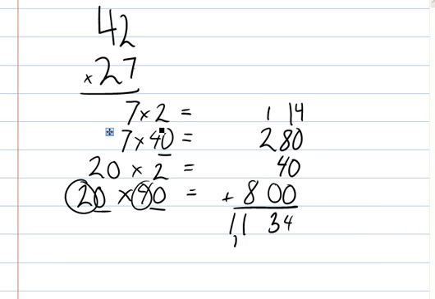So that's just how you do the partial product method. It teaches you to keep your numbers aligned in a nice straight line, and to understand place value and how it affects multiplication.